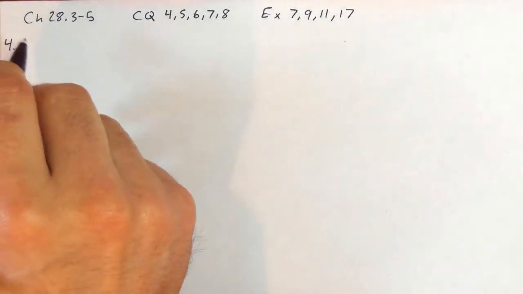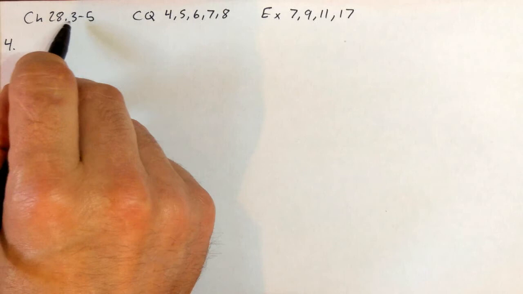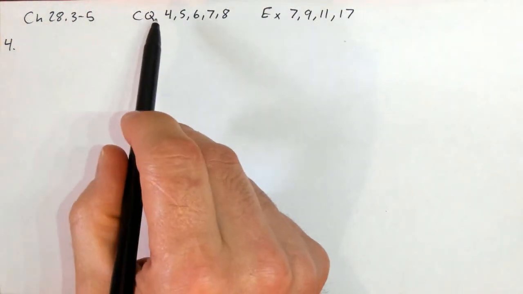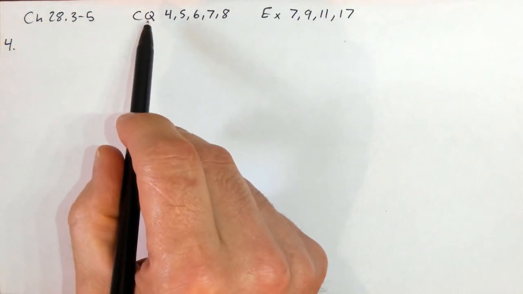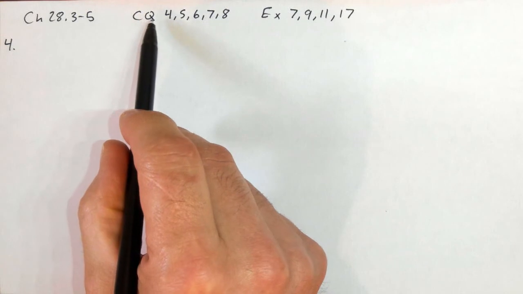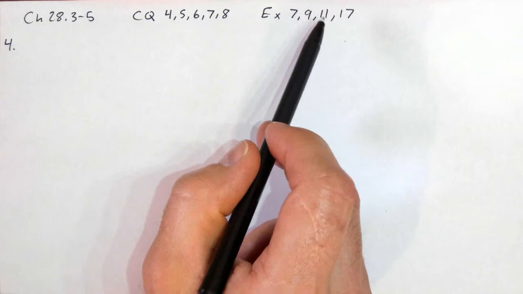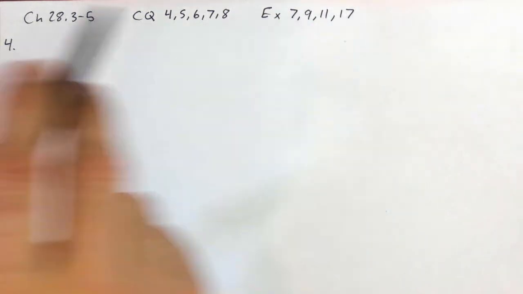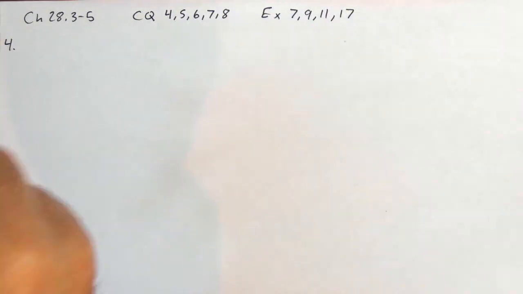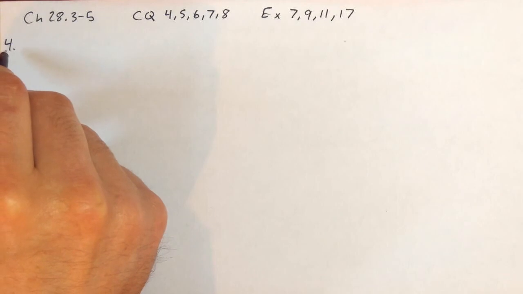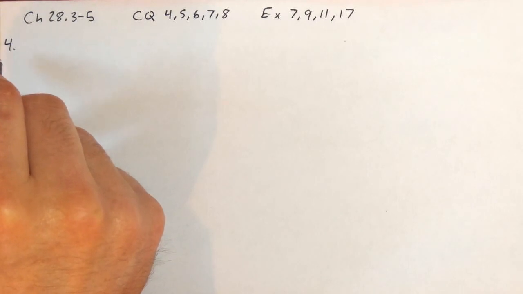Okay, so for today's activity, we're going to do chapter 28, sections 3 through 5, and we're going to apply those concepts that you have studied very diligently to concept questions 4, 5, 6, 7, and 8, and exercises 7, 9, 11, and 17. So go work on those problems, think about them, and come back for guidance with each one. We're going to start with concept question number 4.